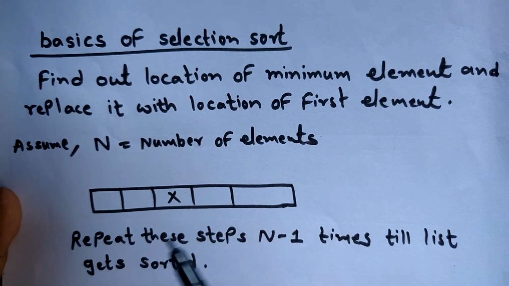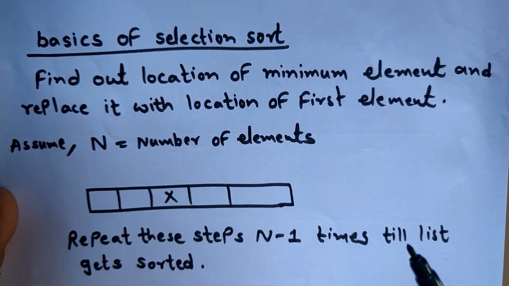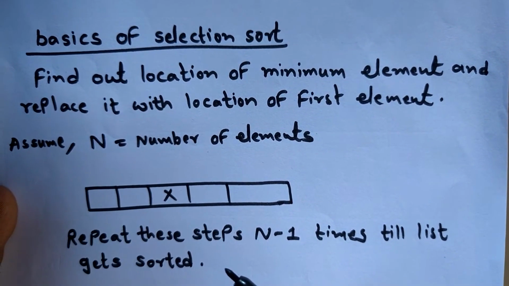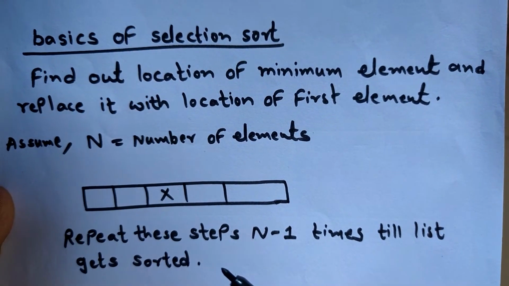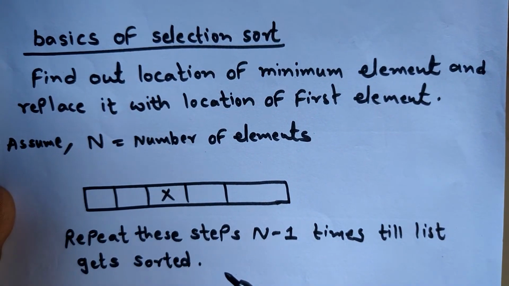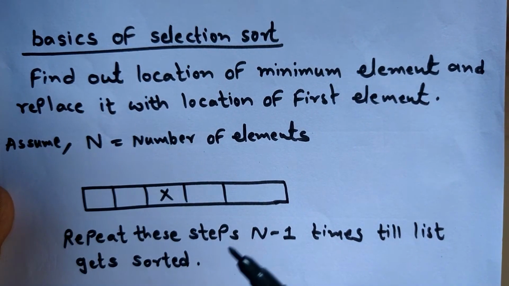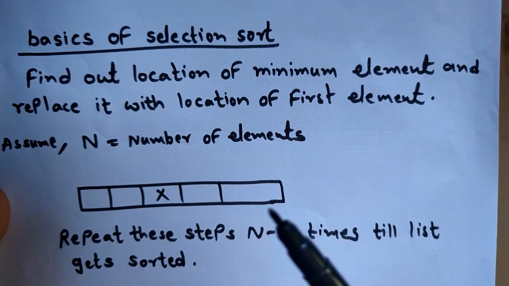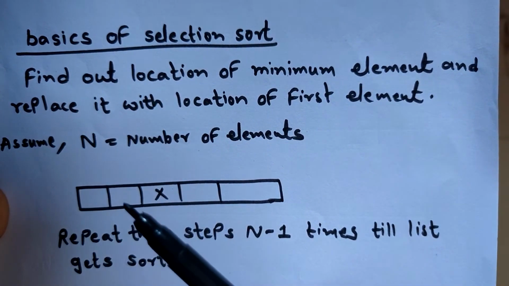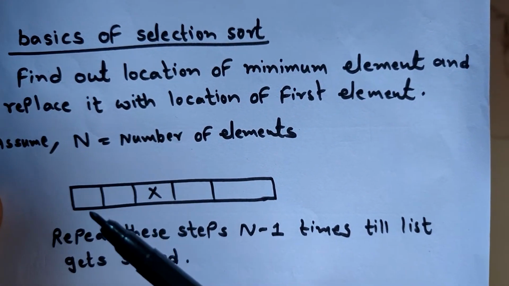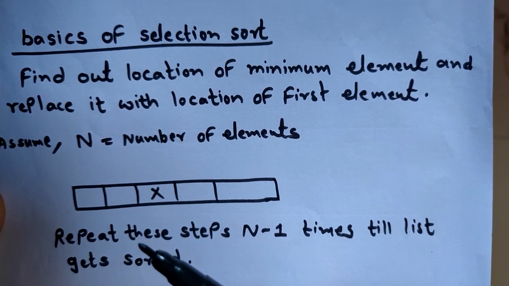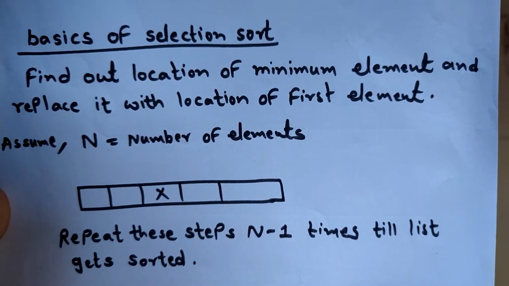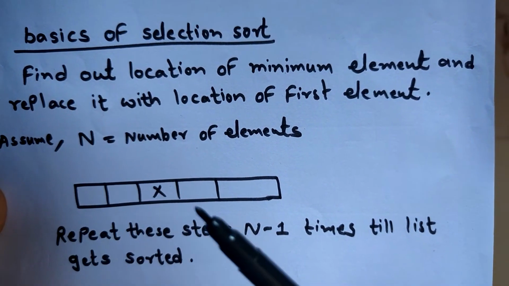Repeat these steps n minus 1 times till the list gets sorted. Next what we have to do is repeat these steps n minus 1 times. Now what is n in this case? The number of elements is called n. So how many elements are present here? 5 elements are there. So in total how many times do we have to repeat these steps? 4 times. How? I will show you.